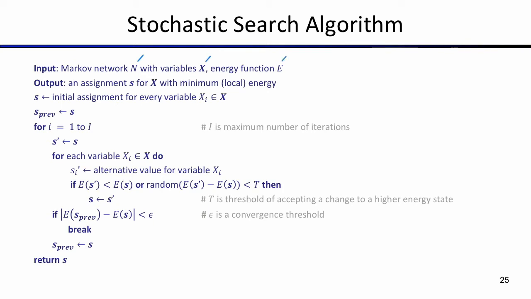And the output is going to be one assignment S for x that has the minimal local energy. So we expect it to have a position of minimal energy, but we do not expect that to be global. It's possible, but it's very unlikely. So we need to start with one assignment, and this assignment must be complete. So we need to associate one value for all the variables that we have in the Markov network. In this case, we need to assign one value for each pixel.